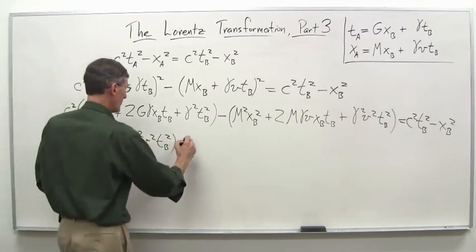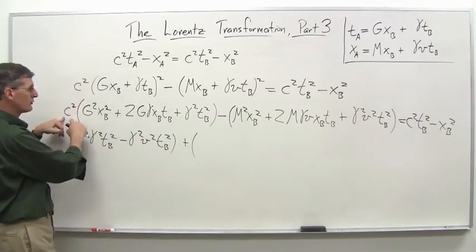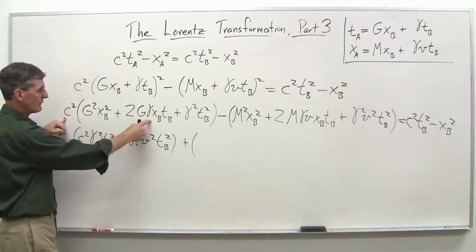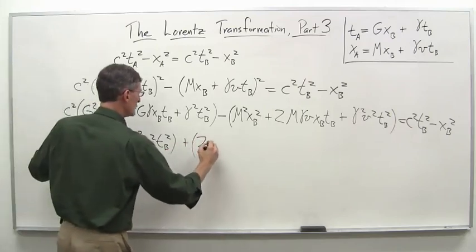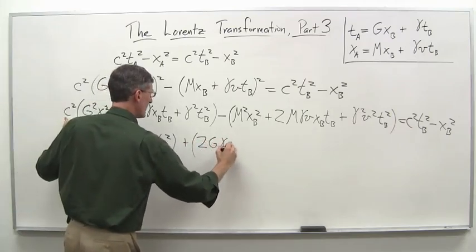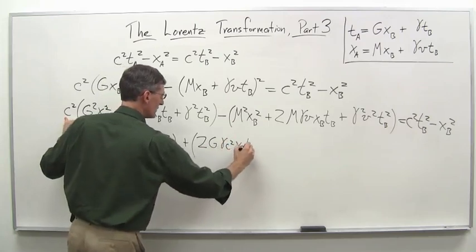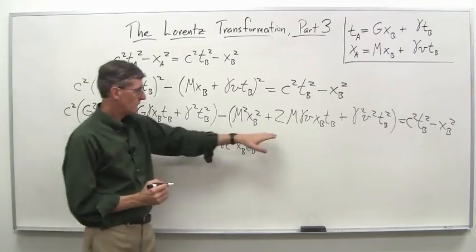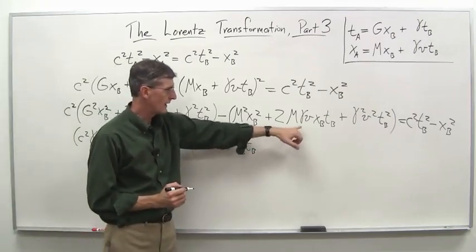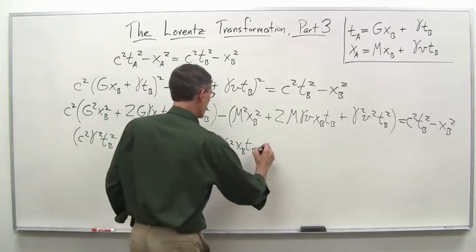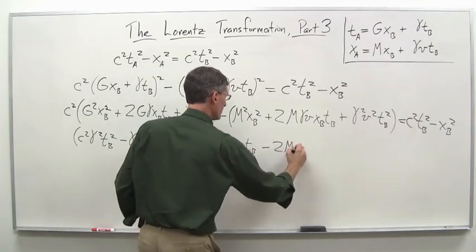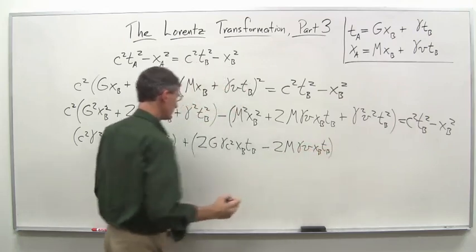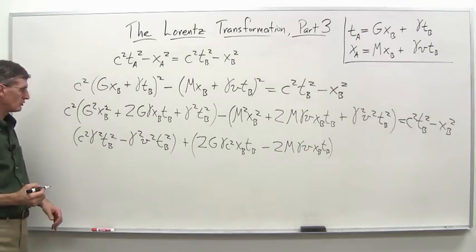So tb squared terms. Now let's look for the xb-tb terms. Okay, so I've got one here. So I've got a c squared. Don't lose the c squared out here. c squared times 2 times g times gamma. So we'll write that as 2g gamma c squared xb tb. That's this term right here. I've got another, minus times 2m gamma v xb tb. So I've got minus 2m gamma v xb tb. So that's my xb-tb term here.